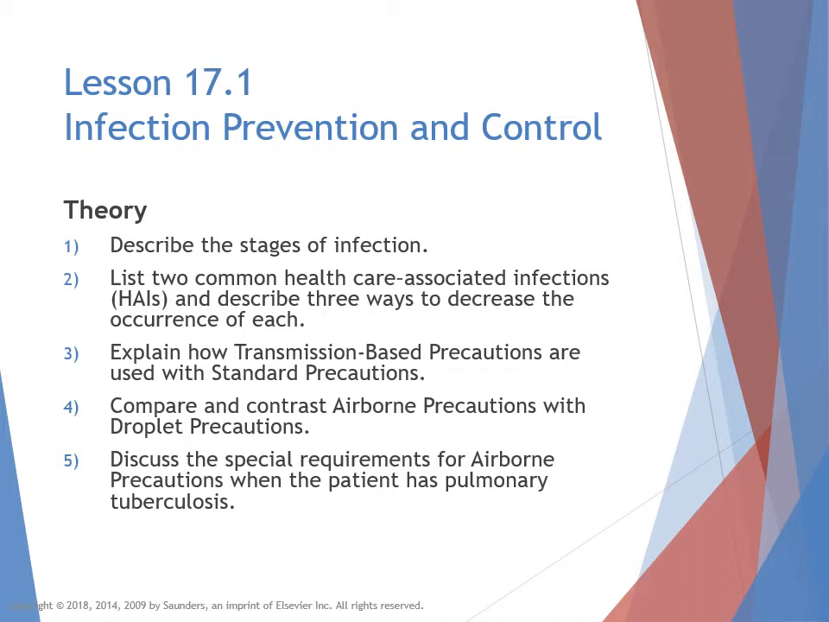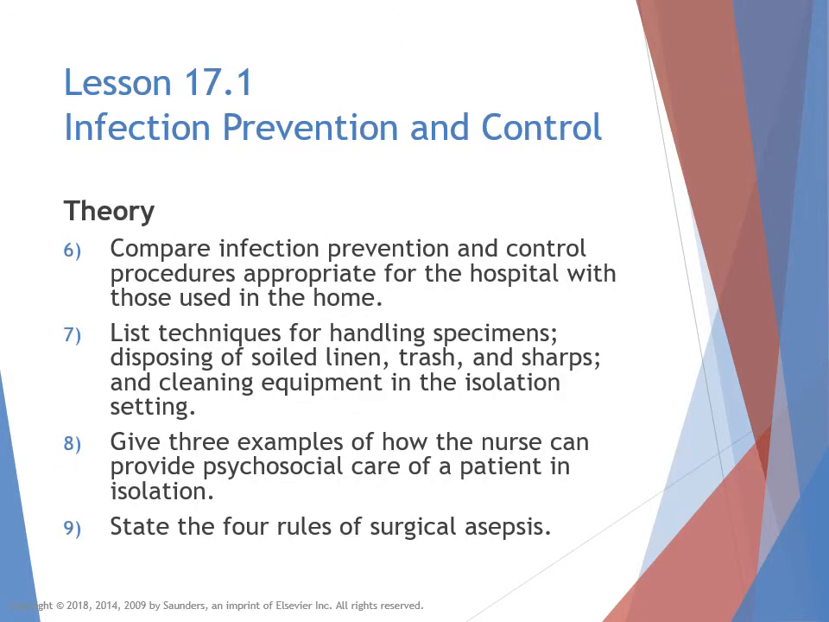Point 3, we're going to learn to explain how transmission-based precautions are used with standard precautions. Point 4, we're going to learn to compare and contrast airborne precautions with droplet precautions. And number 5, we're going to learn to discuss the special requirements for airborne precautions when the patient has pulmonary tuberculosis.